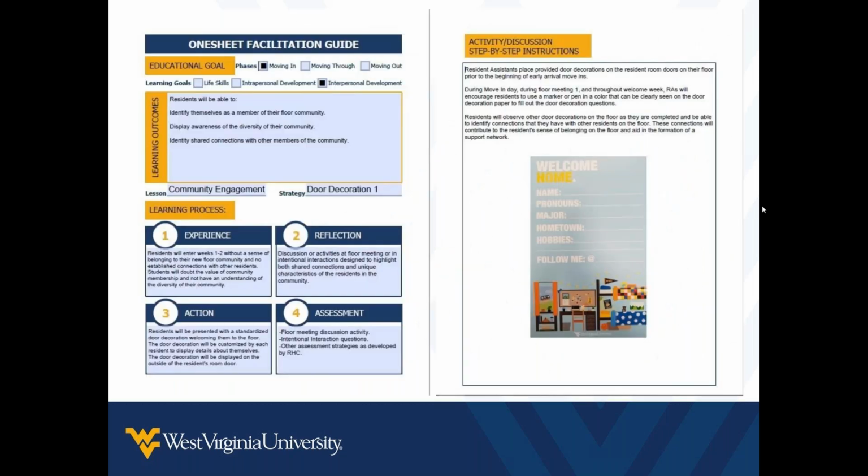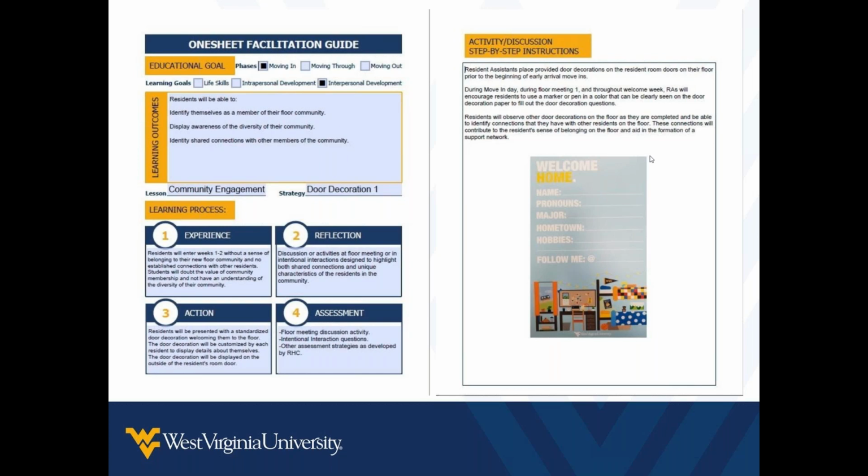Now, here's what all the programs look like now. So each program, and I still use the word program just for the sake of understanding out there on the call, but if you're doing anything at WVU that requires money or anything at all in terms of what would have previously been considered a program, you're going to do a lesson plan for it. In the lesson plan, you identify the learning objectives, you identify and lay out the experience, reflection, action, and assessment, and then you provide the actual step-by-step instructions.